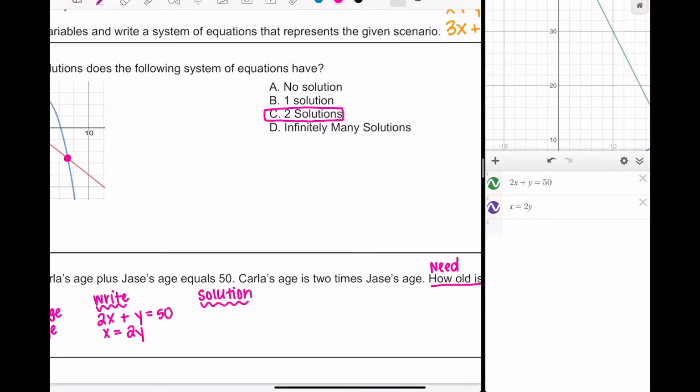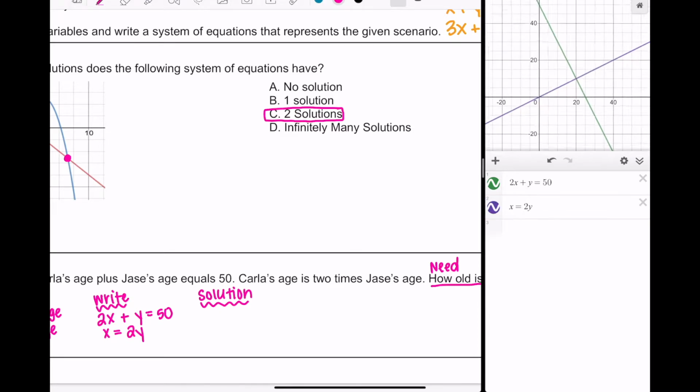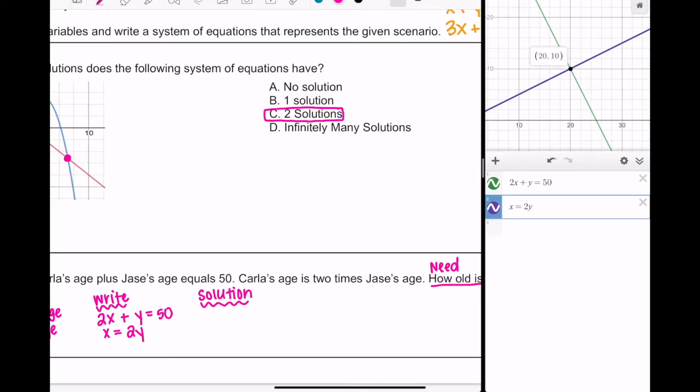Okay, I need to zoom out so I can find my two lines, and where they intersect is at the point (20, 10). Okay, now we need to think about how does the solution fit with what we needed to know. Okay, we need how old is Carla. Well, X represented Carla's age, and Y represented Jace's age, and we needed to know Carla's age. So Carla is 20.